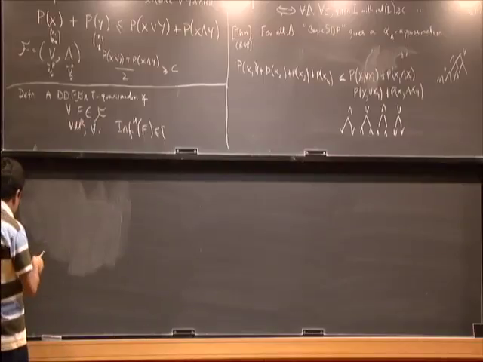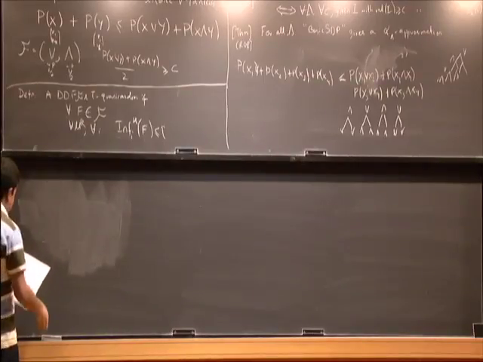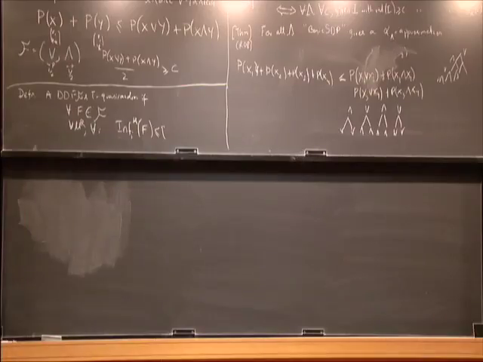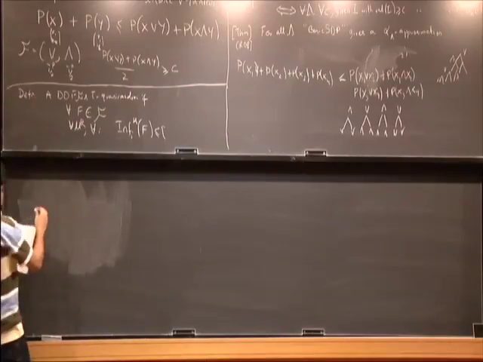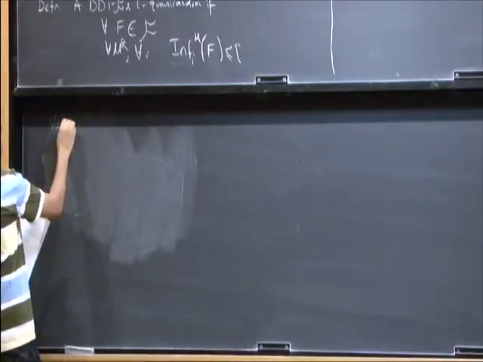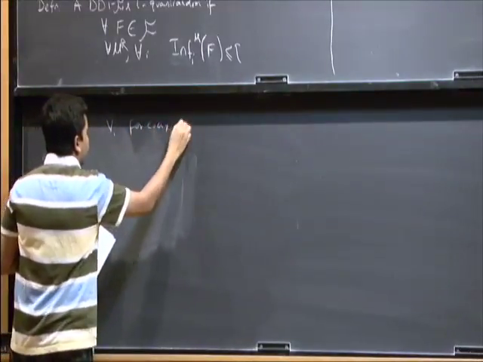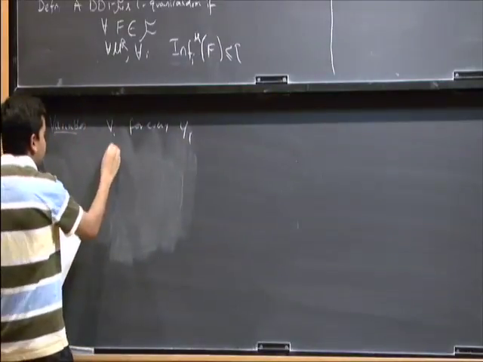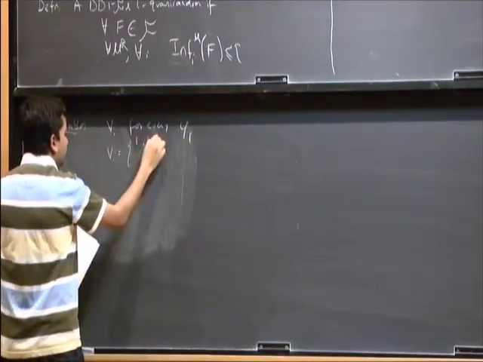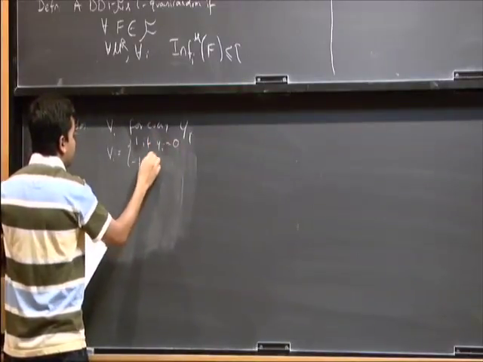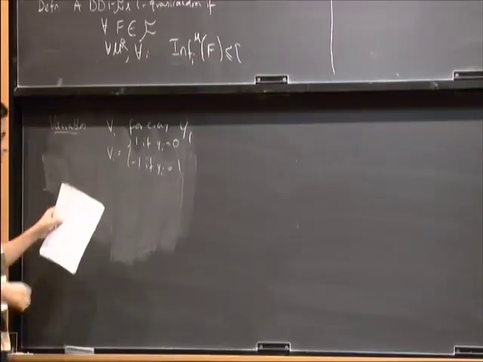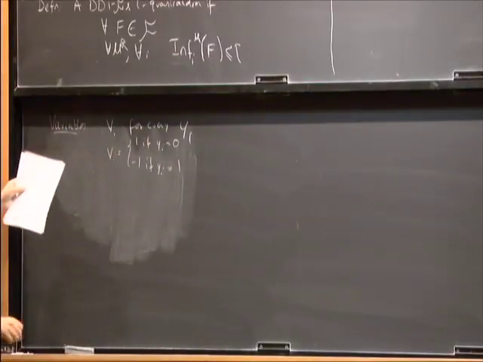Okay, let me state the SDP. So we have an instance y1 to yn, and we have these predicates. The SDP is essentially, I'm only going to do the Boolean case. What are the variables in this semi-definite program? You have one vector vi for every yi. You think of vi as 1 if yi equals 0, minus 1 if yi equals 1. In the integral case, it has to be a one-dimensional vector.